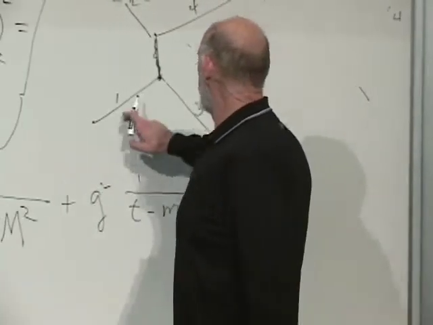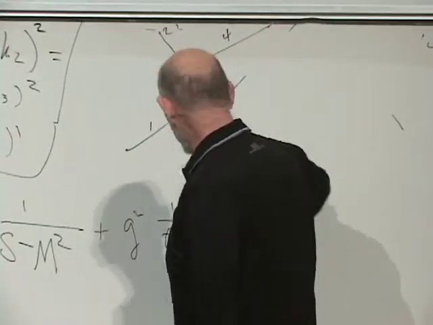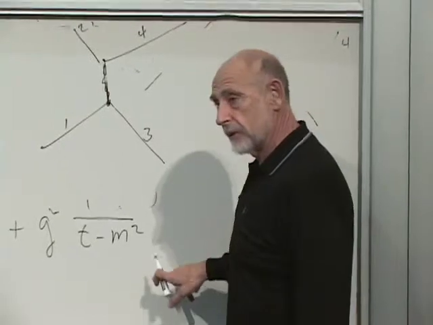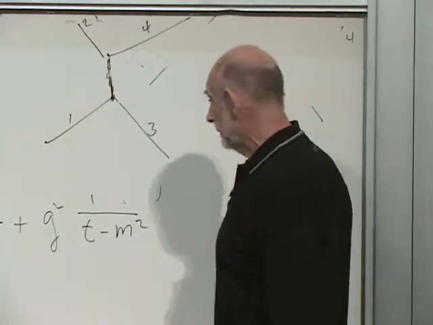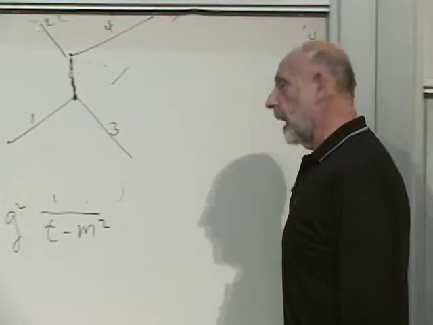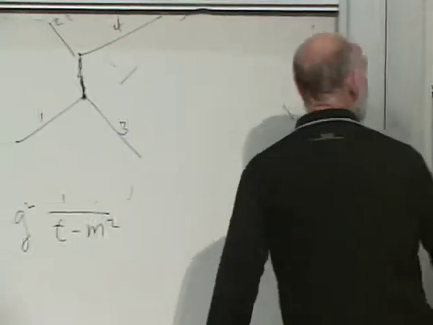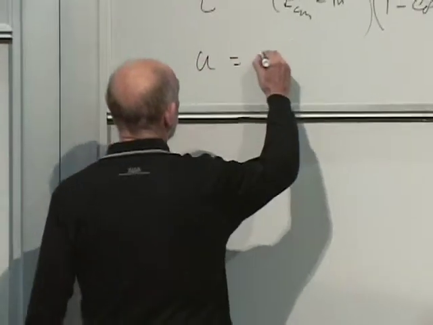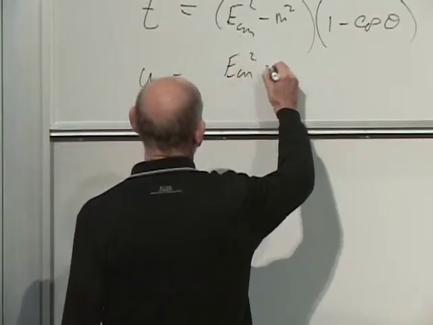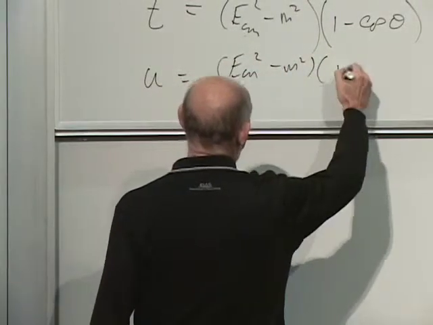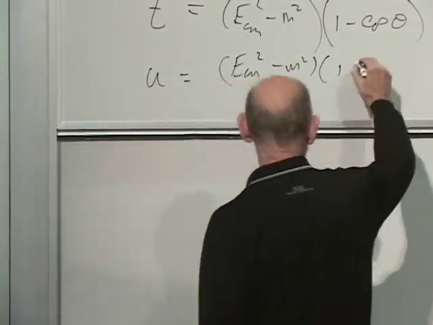You say that you didn't want to write it up there, or that you didn't want to draw the diagram. I didn't want to draw the diagram, but if there was a process in which 1 and 4 could come together and do the same thing, then we would want to put a g squared, 1 over t minus m squared, 1 over u minus m squared. And because the three are not completely independent, yeah, they're connected. Then that has an effect. So what is u? It's interesting. U is equal to e center of mass squared minus m squared times 1 plus cosine theta.